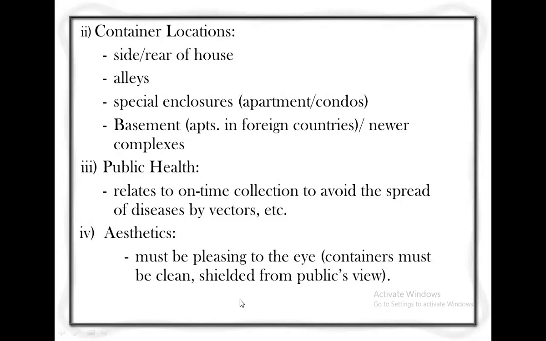Aesthetics must be pleasing to the eye. Containers must be clean and shielded from the public's view. The containers you use should be clean and emptied, and cleaned properly at a specified time.